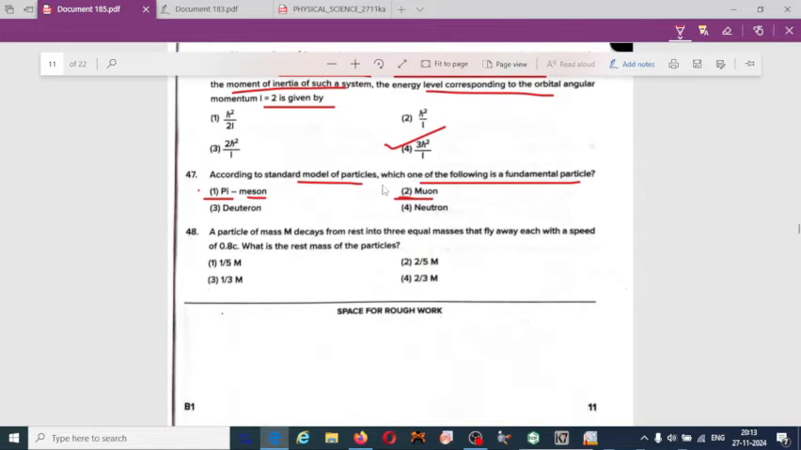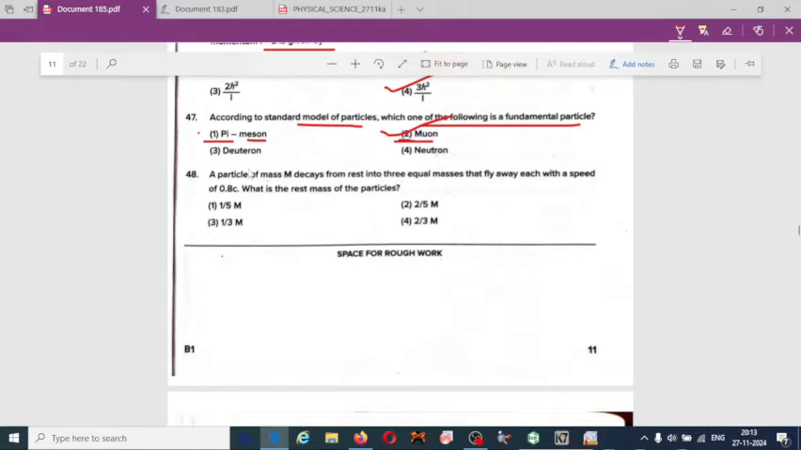According to the standard model of particles, which one of the following is a fundamental particle? That is muon. A particle of mass m decays from rest into three equal masses that fly away each with a speed of 0.8 c. What is the rest mass of the particle? 49, 1 by 5 m.